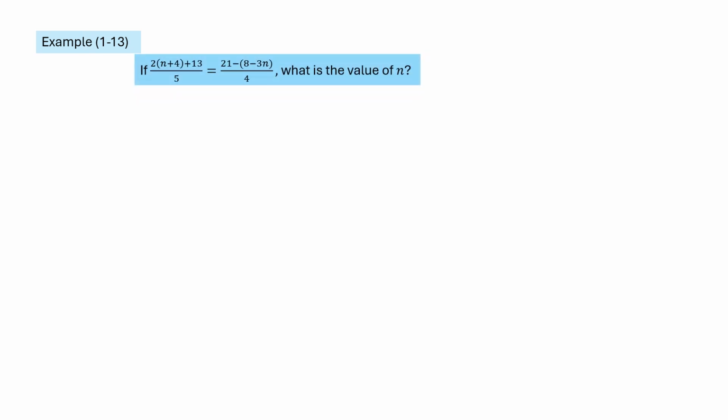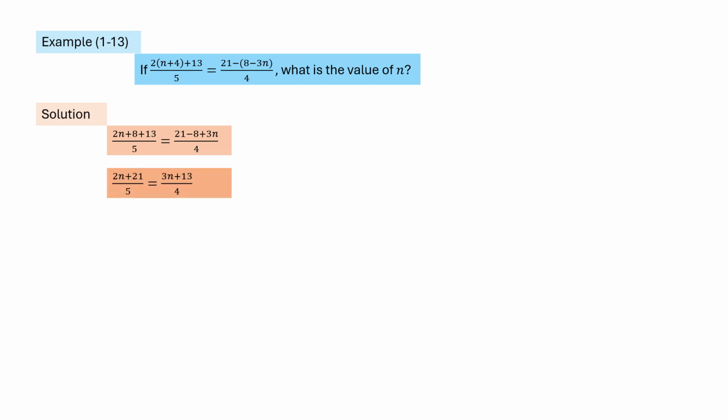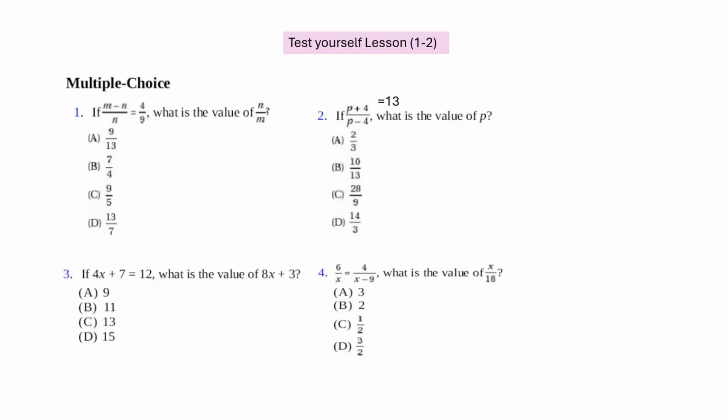Example 113. If 2 parentheses n plus 2 plus 13 over 5 equals 21 minus parentheses 8 minus 3n over 4, what is the value of n? Solution. First of all, try to use the distributive property to make the first simplification. So 2n plus 8 plus 13 over 5 equals 21 minus 8 plus 3n over 4. Combine the like terms, so 2n plus 21 over 5 equals 3n plus 13. Now we can do cross multiplication and combine the like terms on each side and finally get the answer.